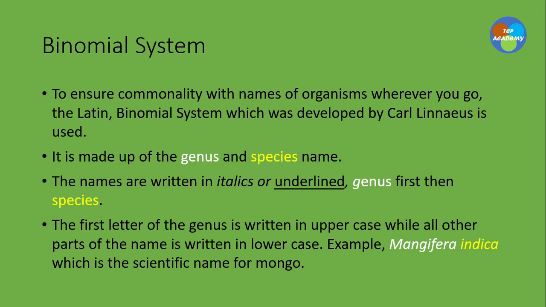Now, the first letter of a genus is written in uppercase, or capital letters. All the other letters are written in lowercase. So the whole species name is written in lowercase, and the rest of the genus name is also written in lowercase.